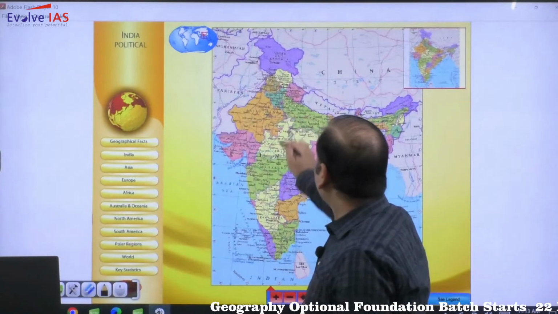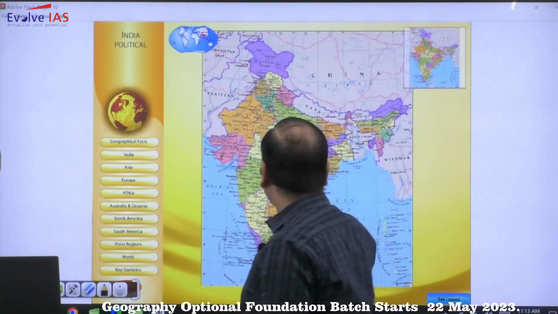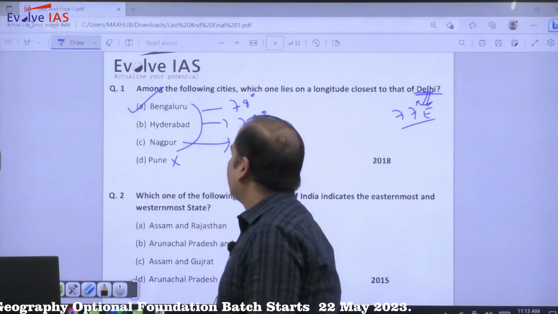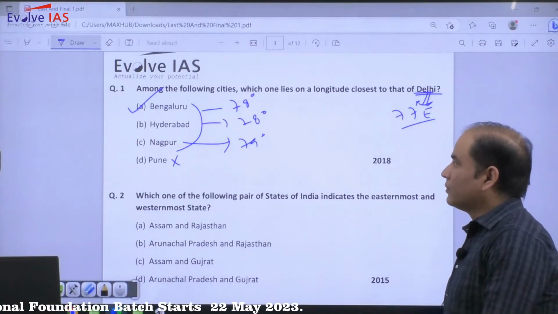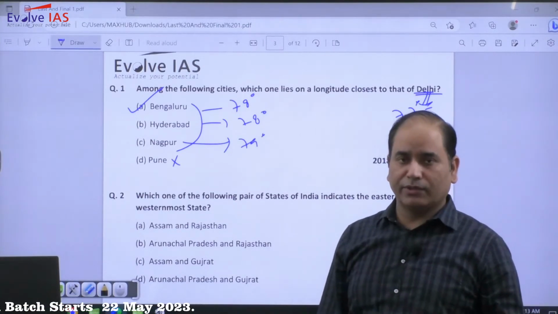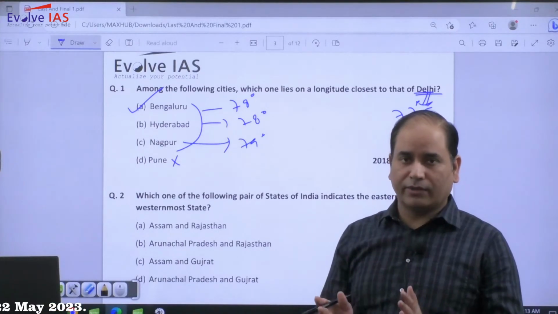So if you look, you will find Hyderabad here, and here you will have Bangalore. So all these places, if you have done the map work properly, you will be able to answer. So for this question, the answer is Bengaluru, but the most important point that you need to know is that accordingly you need to prepare your atlas work.